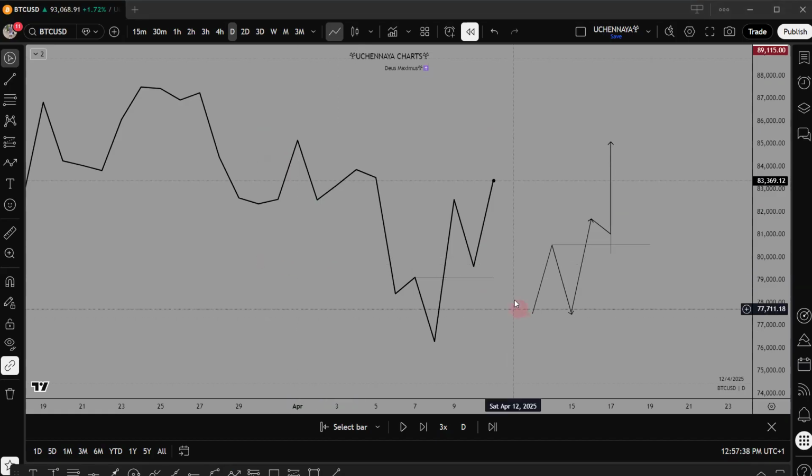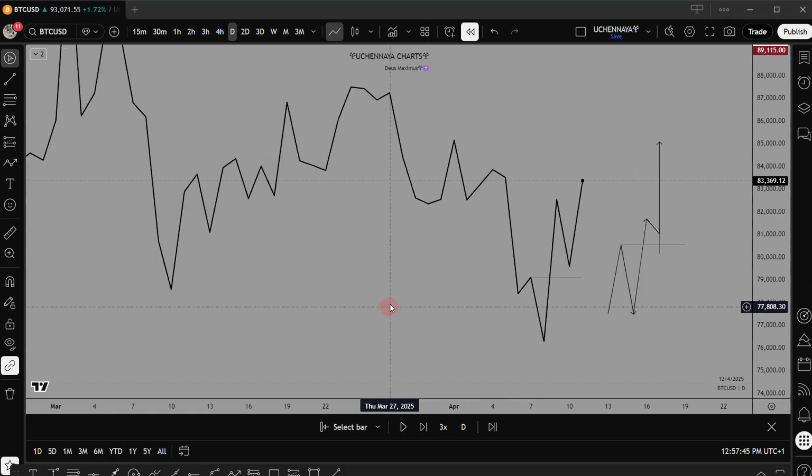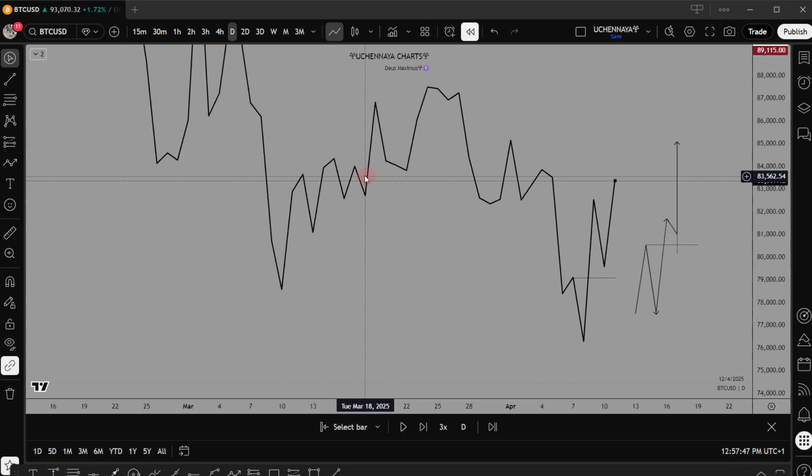Exactly. Okay. So now this is what SBR looks like on your chart. You can find it everywhere. This is an SBR.